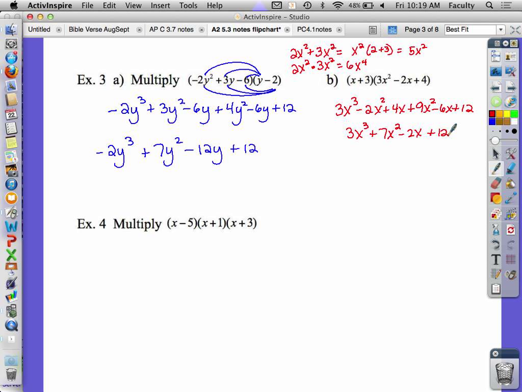Okay, so this is 3x cubed plus 7x squared minus 2x plus 12. Do you guys remember this from Algebra 1? Again, we're still in Algebra 1.